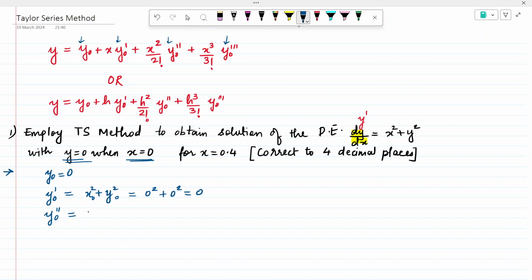So this will become 2 times x0 plus 2 times y0 into y0 dash. Chain rule. Let's substitute the values. In place of x0 it will be 0, and y0 and y0 dash are both 0, so the total value is also going to be 0. For y0 triple dash, we take the derivative again and apply the chain rule again. The 2 with x0 will remain as it is. Here I will have to apply the uv rule.